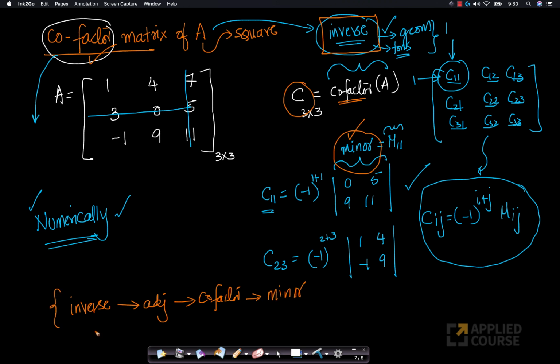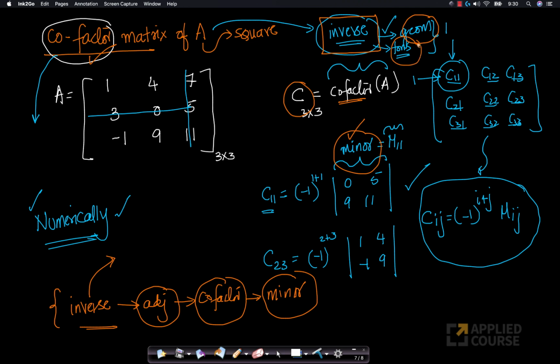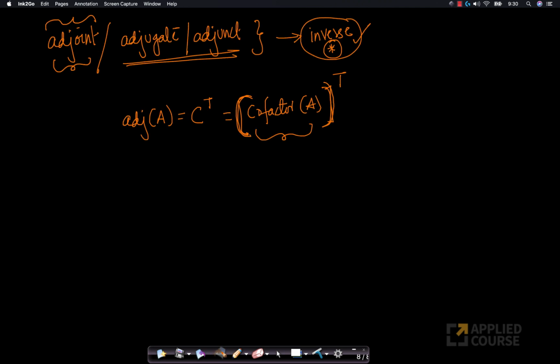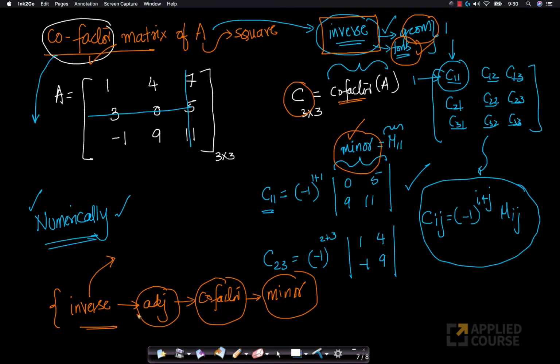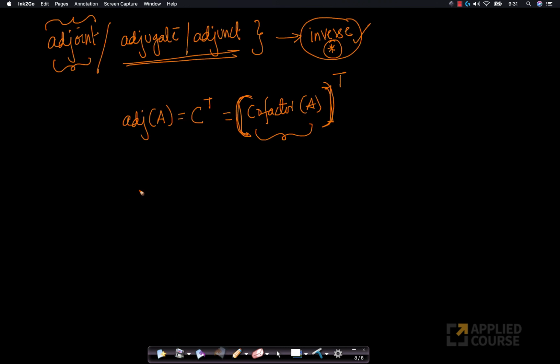I hope you got this sequence of logic on why we are learning the concept of a minor, the concept of a cofactor and the concept of an adjoint. Now the inverse itself, as I told you earlier, has a ton of geometric applications and, more importantly, many real world applications in science and engineering. So I hope this reasoning on why we are learning these concepts is clear.